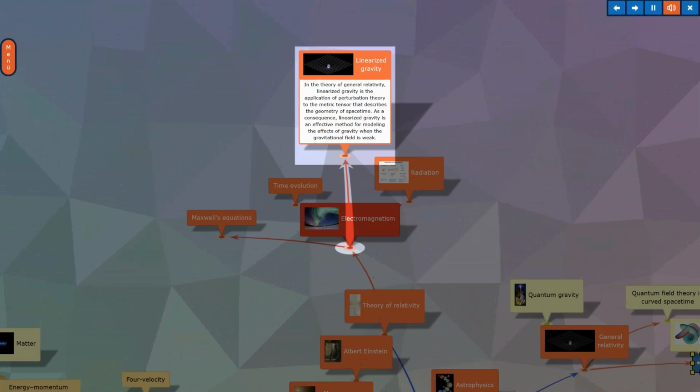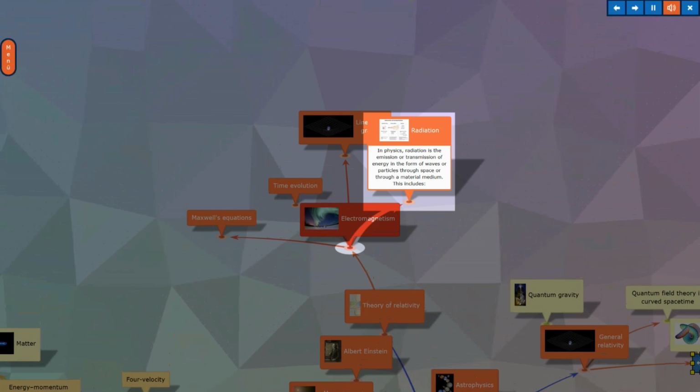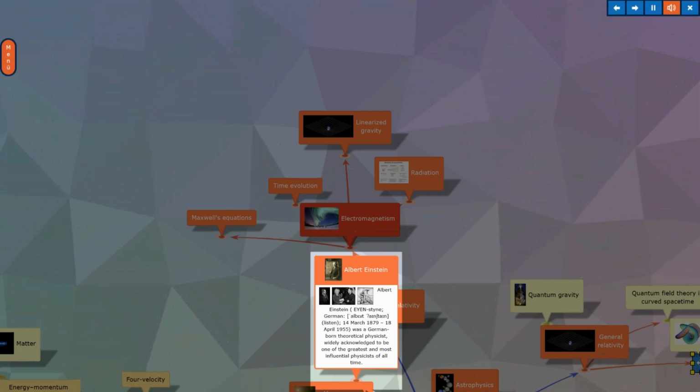Linearized gravity. In the theory of general relativity, linearized gravity is the application of perturbation theory to the metric tensor that describes the geometry of space-time. As a consequence, linearized gravity is an effective method for modeling the effects of gravity when the gravitational field is weak. Radiation. In physics, radiation is the emission or transmission of energy in the form of waves or particles through space or through a material medium. This includes Albert Einstein.